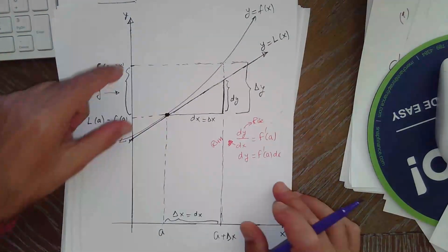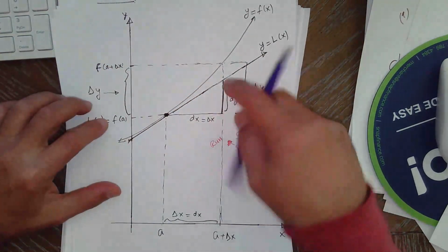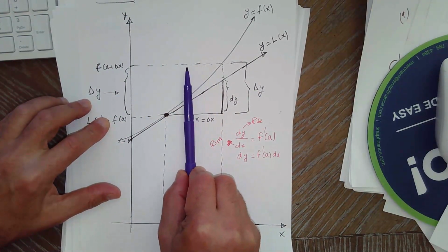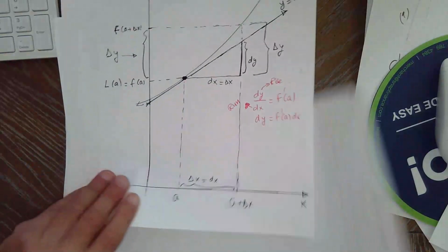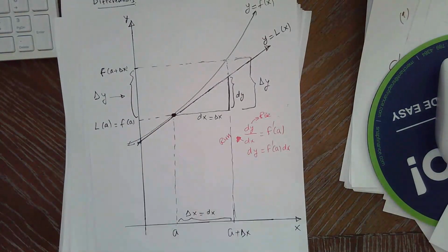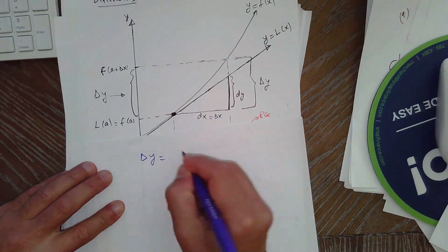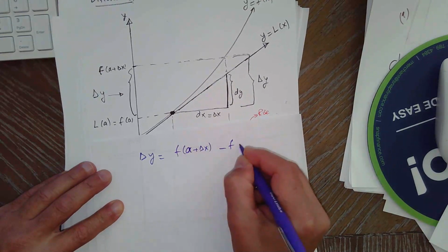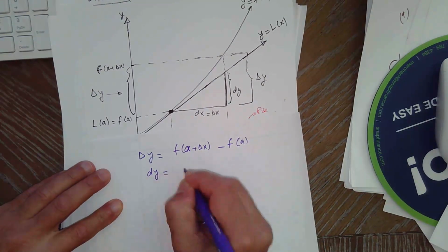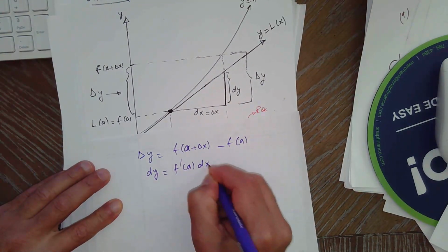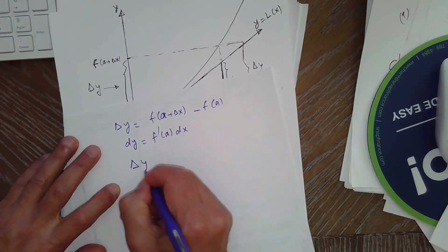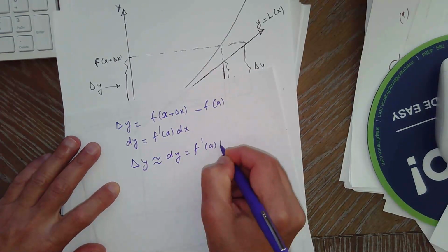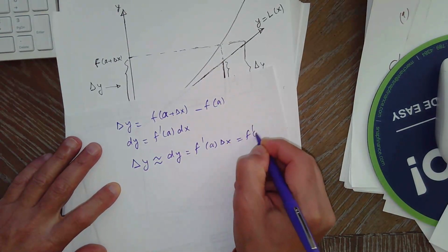So delta y is roughly dy. The closer you are to the point of tangency, the smaller the discrepancy. That's why we can say, remember, delta y is f of a plus delta x minus f of a. dy is f prime of a dx. So delta y is roughly dy, which is f prime of a dx or delta x, it doesn't matter.